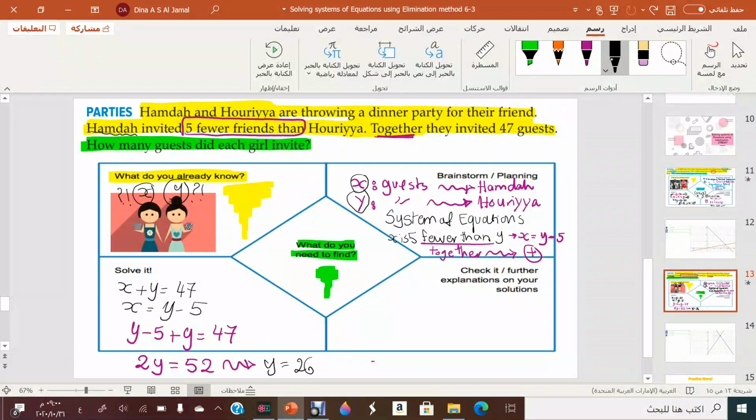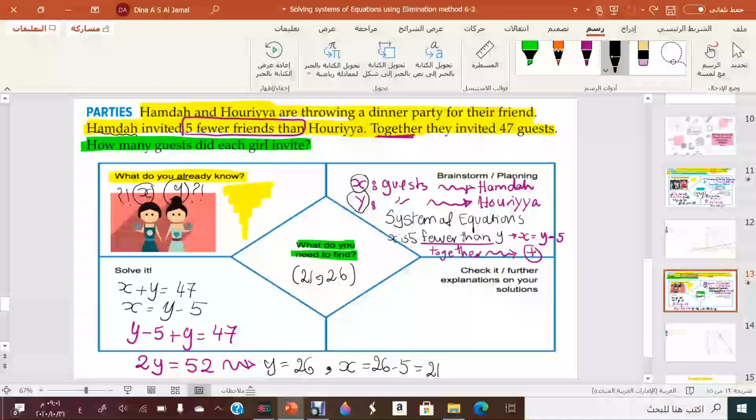And am I done? No, I need to find x. So after substituting, you are having 26 minus 5, which is equal to 21 guests. So let's now write your solution here. 21 and 26. 21 will be referring to the guests invited by Hamda, and the 26 the guests that were invited by Huriya.